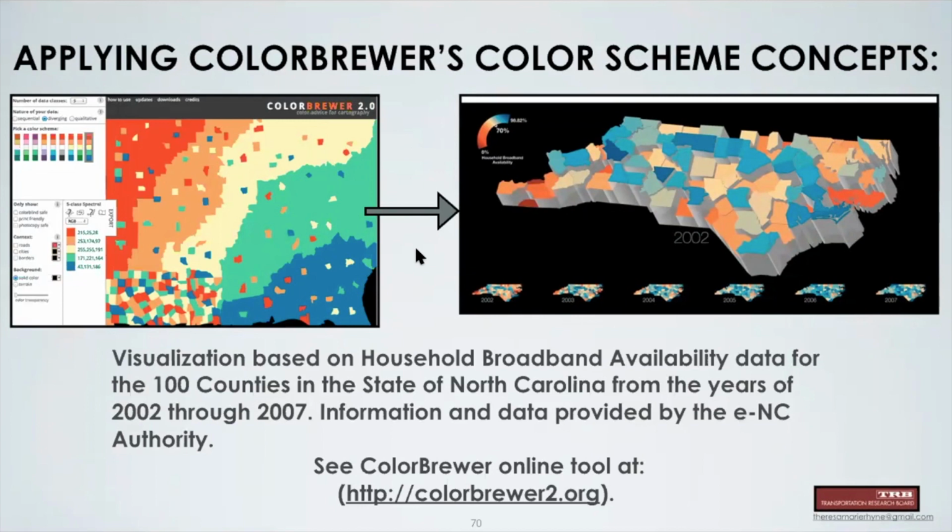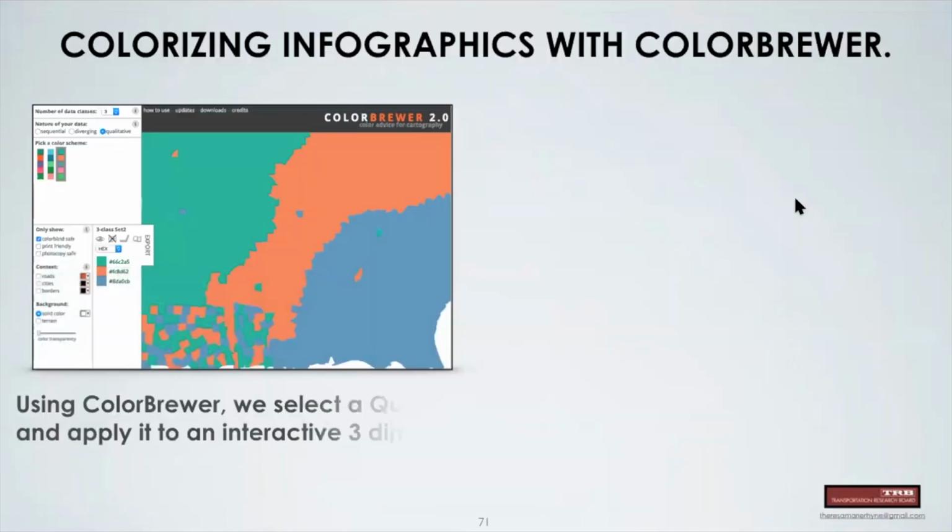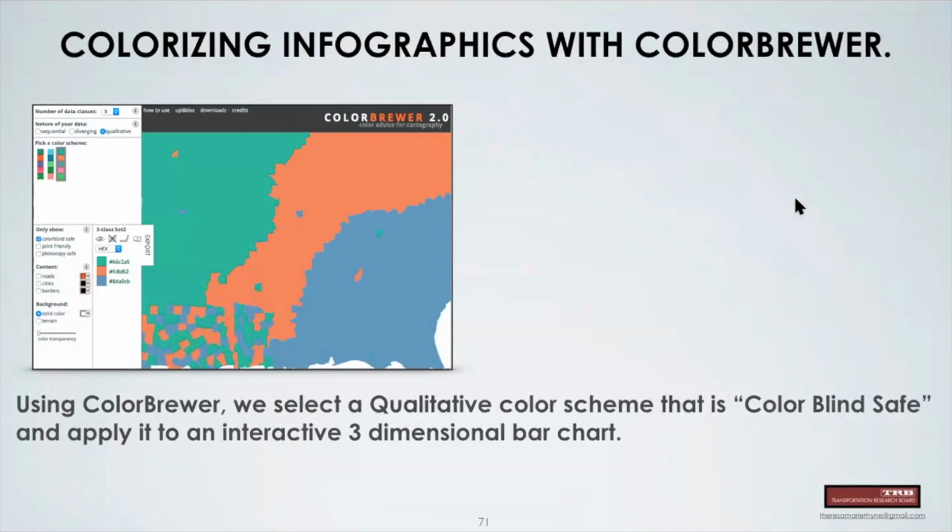But anyway, we did this study on household broadband availability for the 100 counties in the state of North Carolina. We used this ColorBrewer map, but notice how just because you pick this map, it looks a lot different over here. So it'd only be a color geek like me that would know those colors and might be able to tell that you used ColorBrewer. Some of them are easier to figure out.